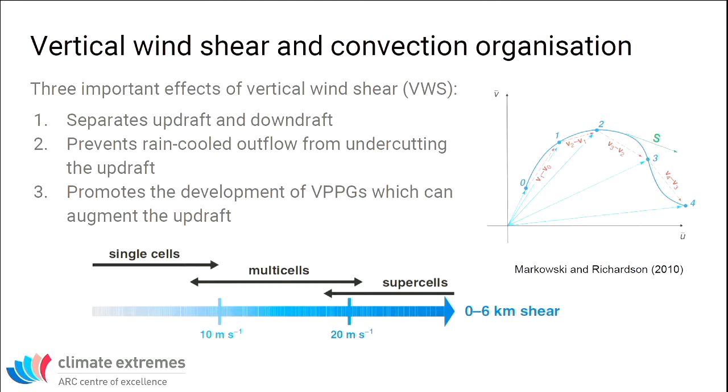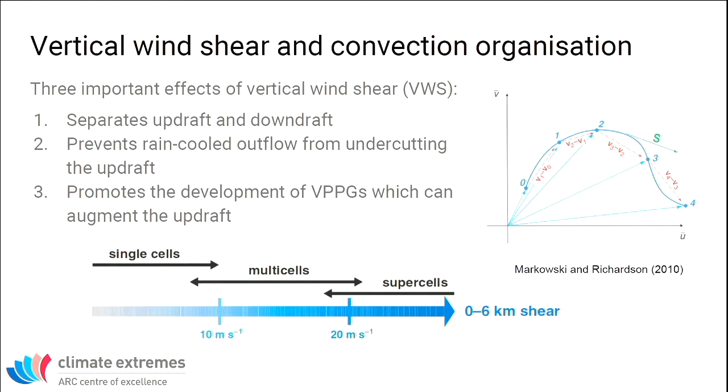And the final effect, and this only really becomes important in supercell storms, is that through a variety of complex processes, vertical shear can promote development of vertical perturbation pressure gradients. So you can get a situation where your updraft isn't just being driven by buoyancy, it's actually being augmented by these additional effects. And I say this is important in supercells.